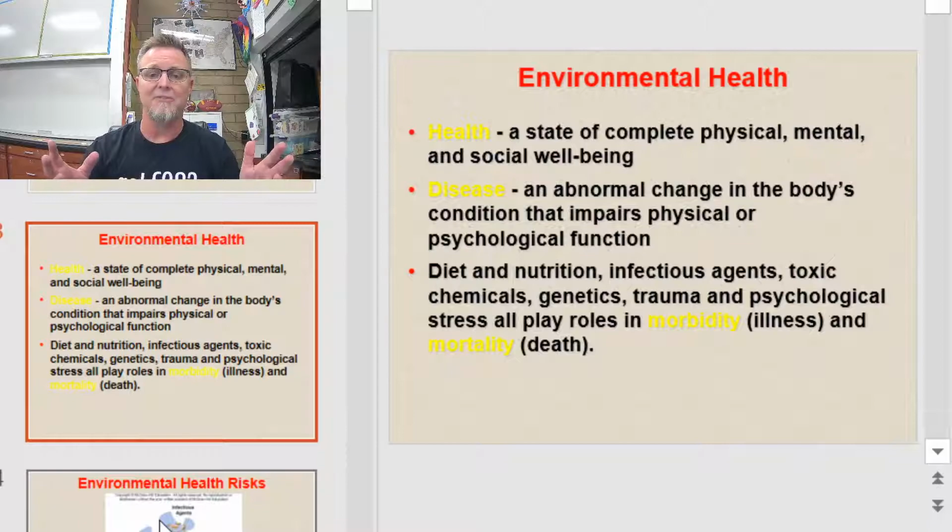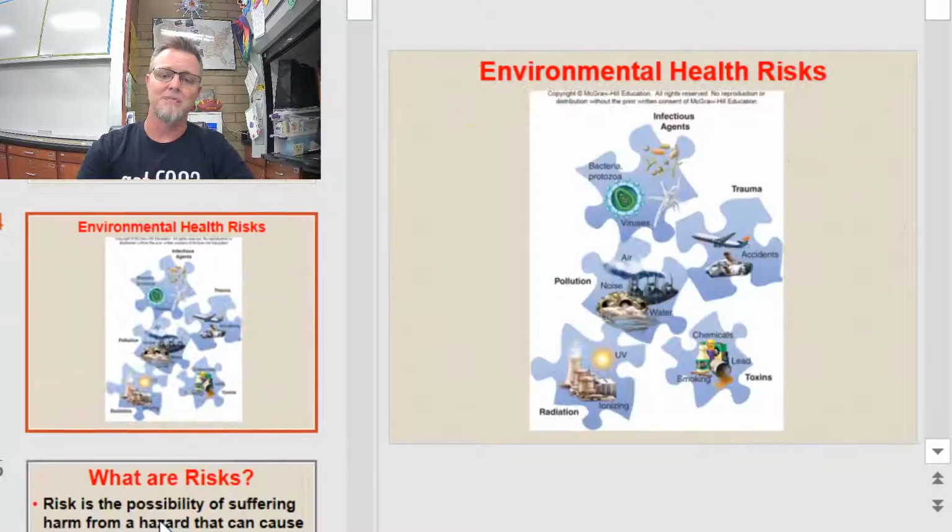There's all kinds of stuff that can lead to these deviations, and some of those things are, well, short-term. Maybe they only affect us for a few days. Other things are chronic, and they'll affect us for years. Diet, nutrition, infectious agents, toxic chemicals, genetics, trauma, psychological stress, they all play roles. If these things just make you sick without killing you, we refer to that as the morbidity of these factors. If it actually kills you, then there's a mortality of these factors, right? Let's move on.